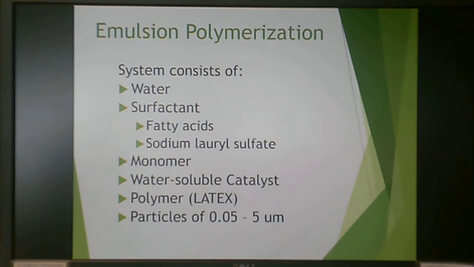So emulsion polymerization is also used, and this gets quite complicated. This uses water, a surfactant, sometimes fatty acids or sodium lauryl sulfate, a monomer, a water-soluble catalyst, and your polymer, which is in latex form. Whenever you hear the term latex, it doesn't refer to the chemical structure, it refers to the polymerization method. If you have a latex paint, it means the polymers in there were made by emulsion polymerization. What you create in an emulsion polymerization is particles, and these particles can be 0.05 to 5 microns in diameter.